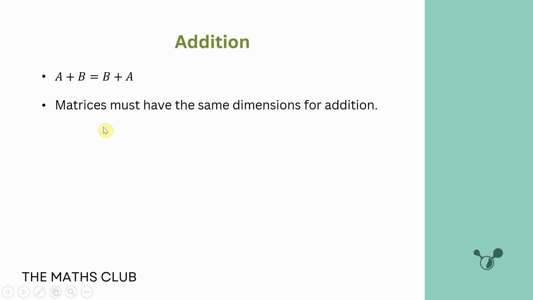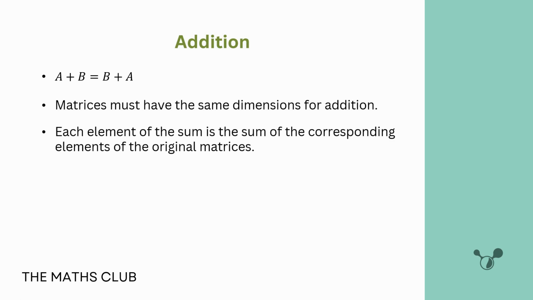For addition to actually occur in matrices, both of them must be of the same dimensions. So you remember we talked about order in the previous video. We said if I had a matrix, it could be either a 3 by 3 matrix, a 2 by 3 matrix, a 2 by 2 matrix. If I want to add two matrices, both of them must be of the same order. So I cannot add a 2 by 2 matrix with a 3 by 3 matrix. That will not work. Both of them must be either 2 by 2 or 3 by 3 or 2 by 3 for the addition to actually occur.